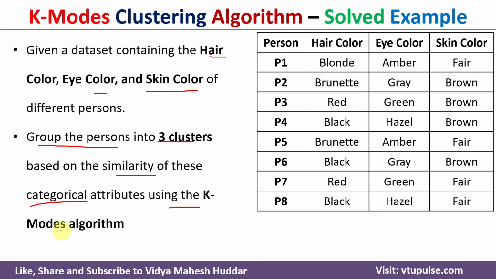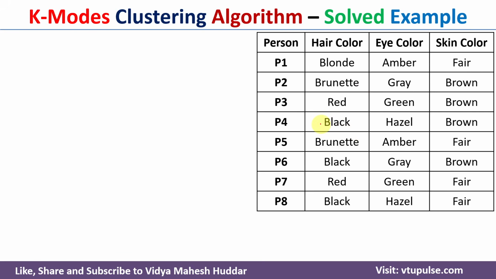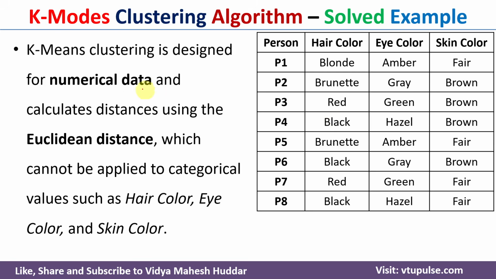using the K-modes algorithm. Before proceeding to the K-modes clustering algorithm, first we will discuss what a K-means clustering algorithm is and what the difference is between K-modes and K-means clustering algorithms. K-means clustering is designed for numerical data and calculates the distance using the Euclidean distance formula, which cannot be applied to categorical values such as hair color, eye color and skin color. For this reason, we need to apply the K-modes clustering algorithm for this given data set.